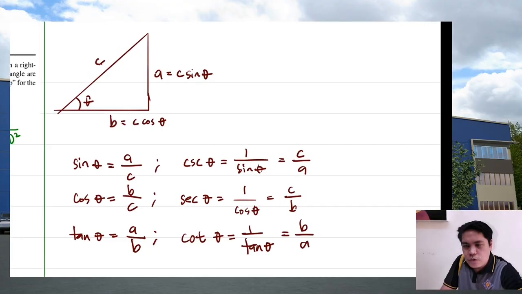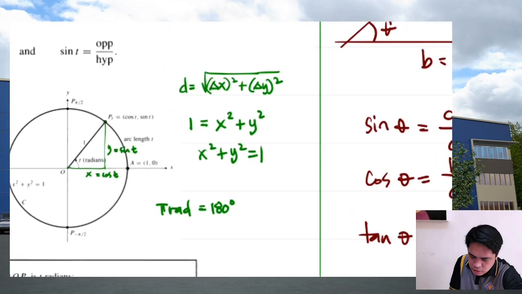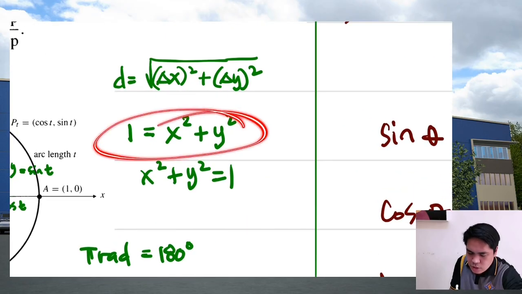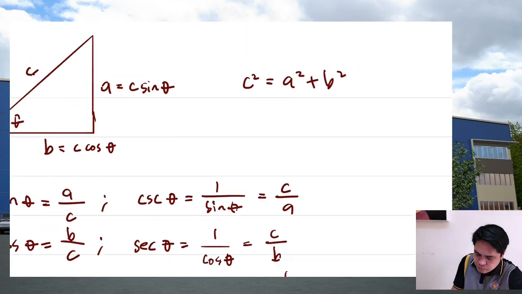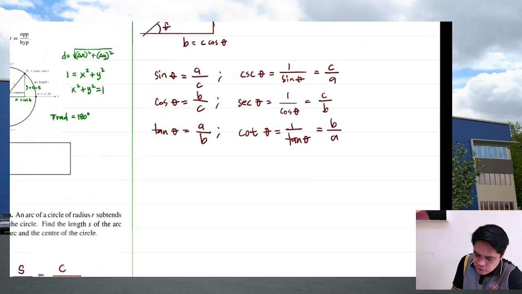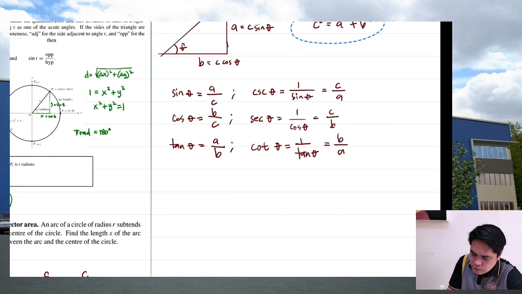So, that's it. From the Pythagorean theorem, we know that C squared is equal to A squared plus B squared. That is the same property that we used here. Ito, Pythagorean pa rin ito. Di ba? Yung distance formula is still Pythagorean. Using this property, we could say this. Okay? So, how about if I just transfer that here?